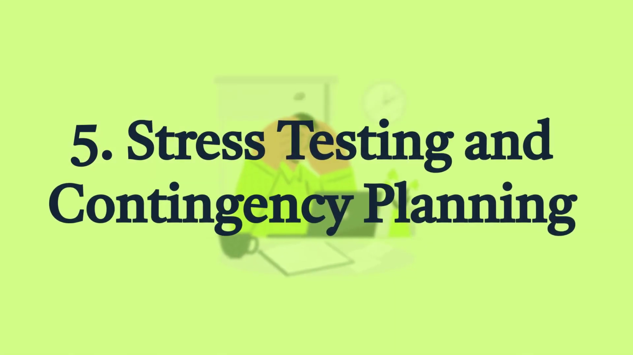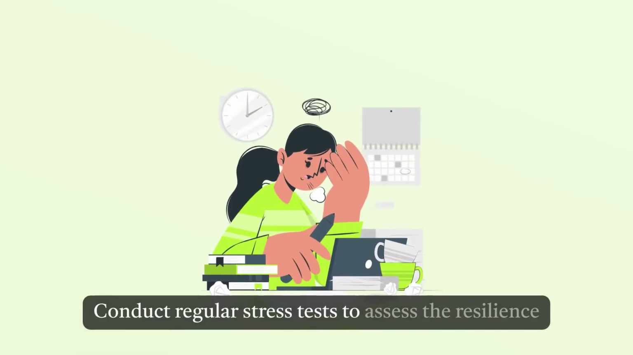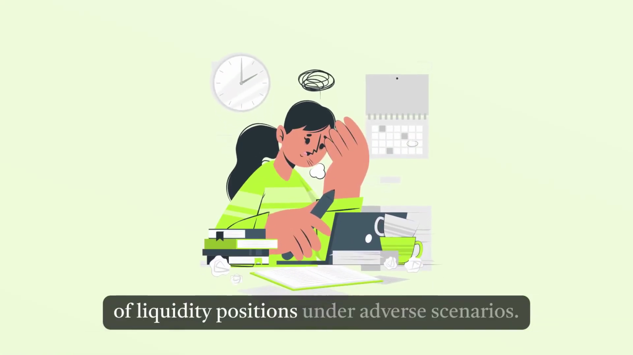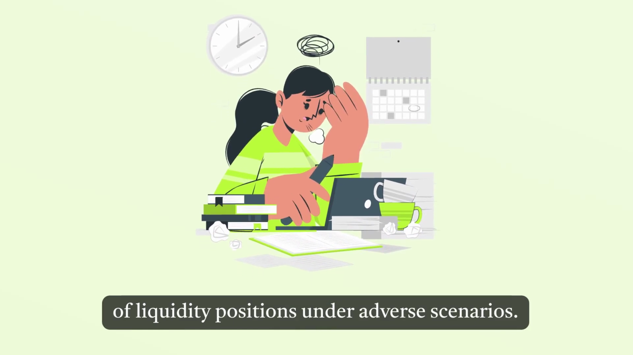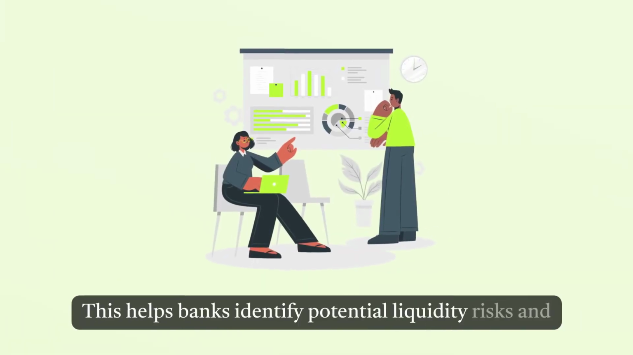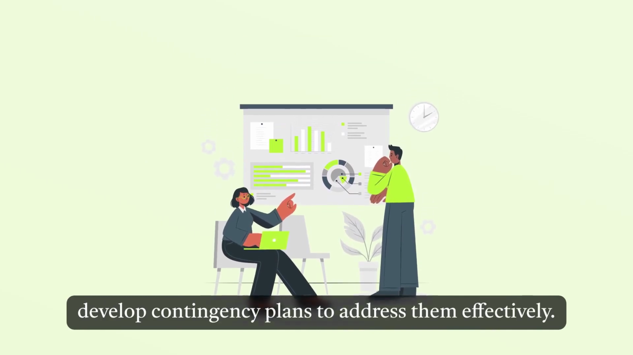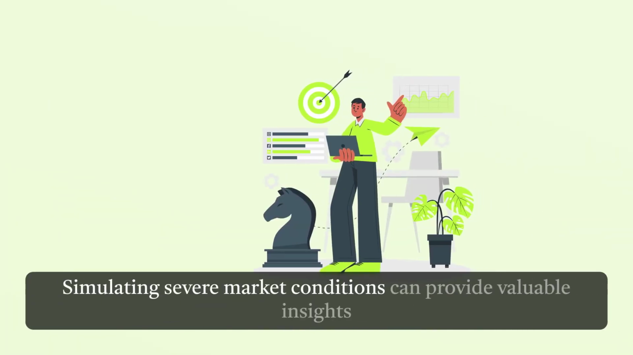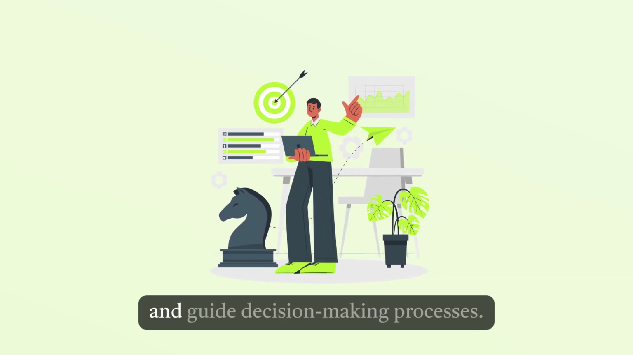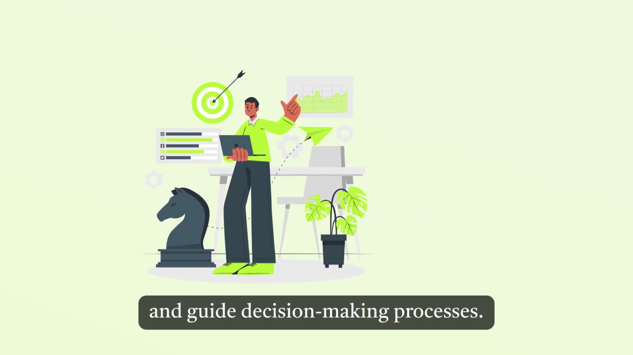5. Stress testing and contingency planning. Conduct regular stress tests to assess the resilience of liquidity positions under adverse scenarios. This helps banks identify potential liquidity risks and develop contingency plans to address them effectively. Simulating severe market conditions can provide valuable insights and guide decision-making processes.